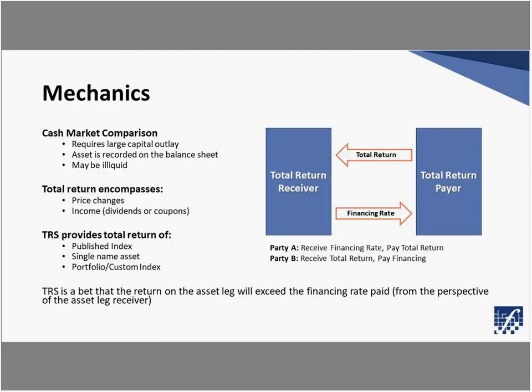The best place to start is really trying to define what a total return swap is, and it's to start with looking at the cash market and how that works. So in the market, if you want exposure to an asset, you have to purchase it, and that requires a large capital outlay. Further, the asset is recorded on the balance sheet. And even further than that, the asset may be too illiquid to purchase, or if you already have it, you may not be able to sell it because it's so illiquid. The total return swap remedies those three situations.